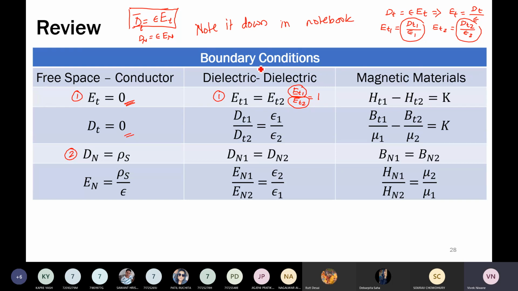So we can put this and derive instantaneously that Dt1 upon Dt2 is equal to epsilon 1 upon epsilon 2. The second formula is Dn1 is equal to Dn2, and apply. So you can derive this one.